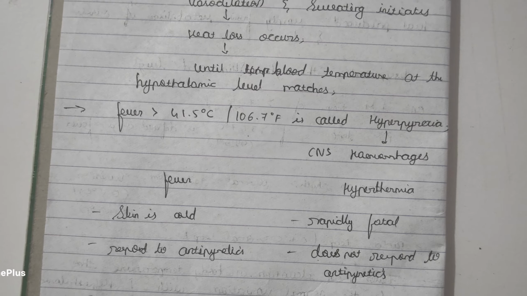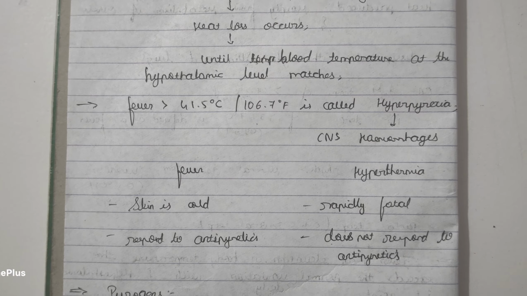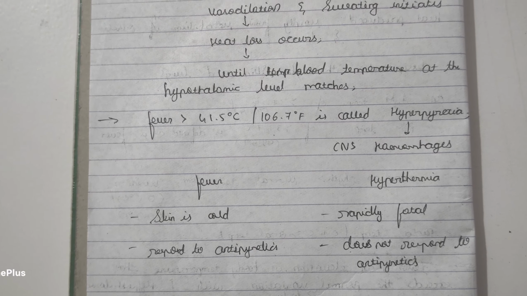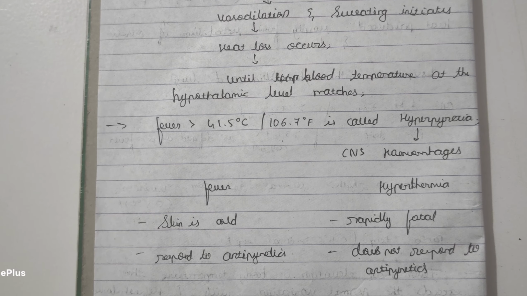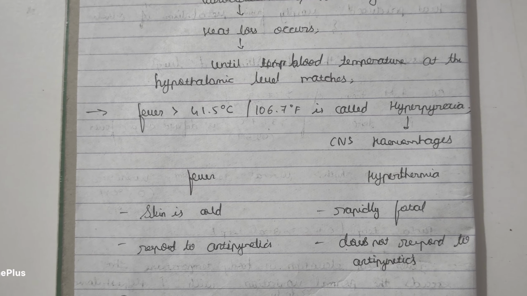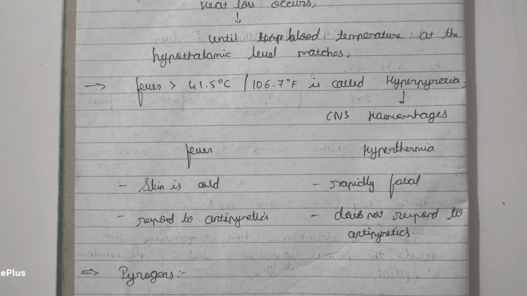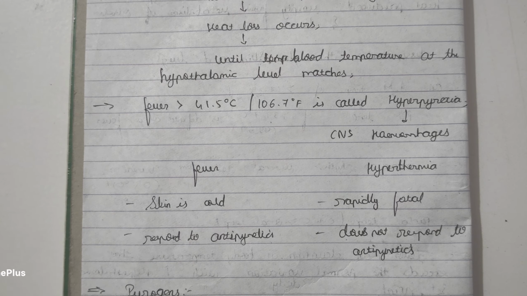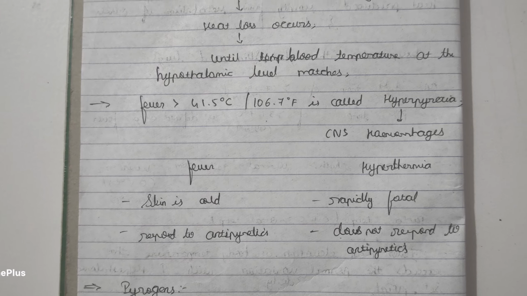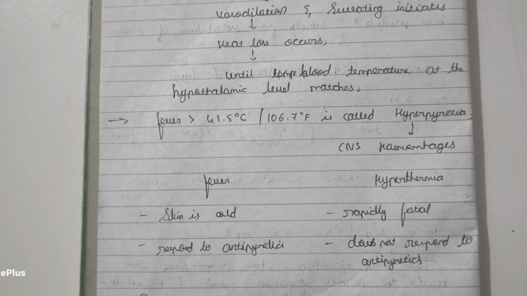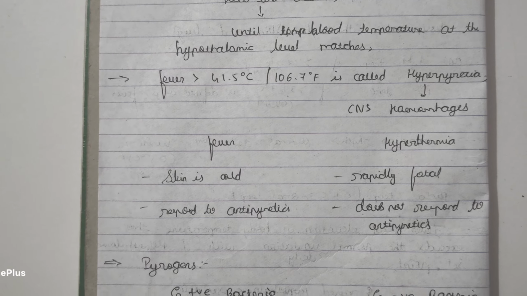So we'll see, fever and hyperpyrexia are not the same, they are different. See, if the temperature is more than 44.5 degrees centigrade, it is called hyperpyrexia. Here central nervous system hemorrhages are seen. Okay, we'll see the difference. In fever, the skin will be cold. You know actually what I said. And in hyperpyrexia, there is a more increased temperature, but it is rapidly fatal and doesn't respond to antipyretics, but fever responds to antipyretics.